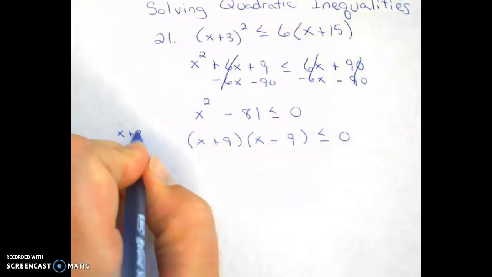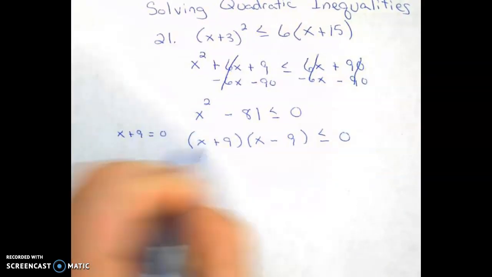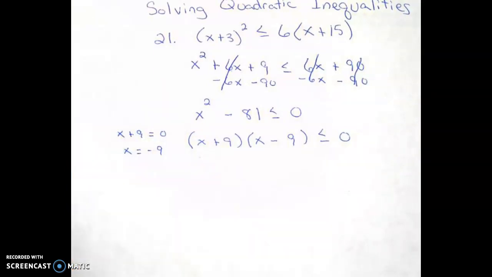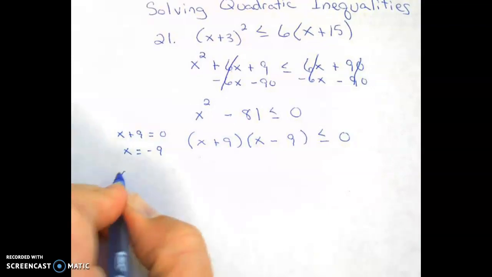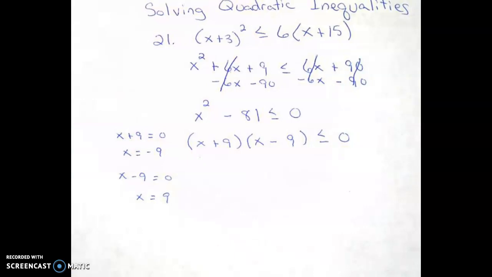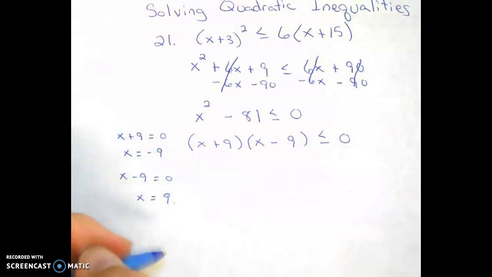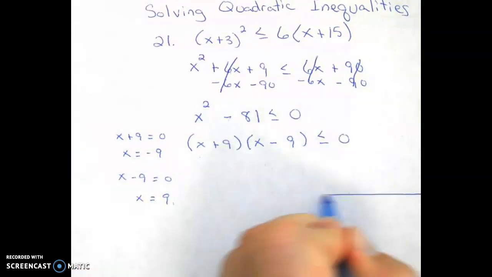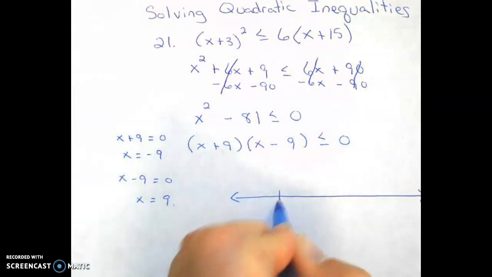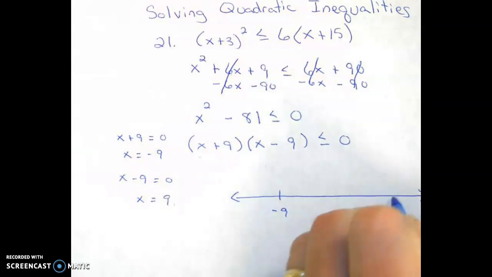So this factor here is going to produce a root of -9, and this factor produces a root of +9. Now that we know our roots, we're going to draw a number line. We're going to put our solutions on our number line respectively.